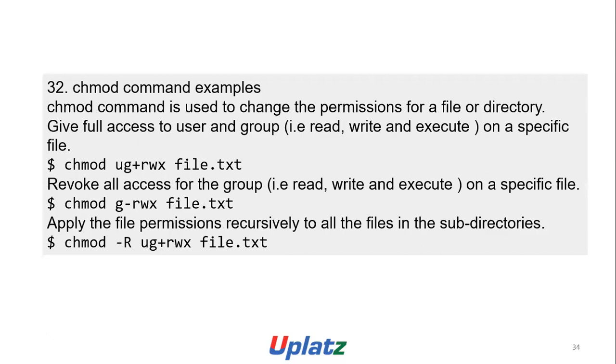chmod command example: the chmod command is used to change permissions for a file or directory. Give full access to user and group, that is read, write and execute, on a specific file: chmod ug+rwx file.txt. Revoke all access for the group, that is read, write and execute, on a specific file: chmod g-rwx file.txt. Apply the file permissions recursively to all the files in the directory: chmod -R ug+rwx file.txt.